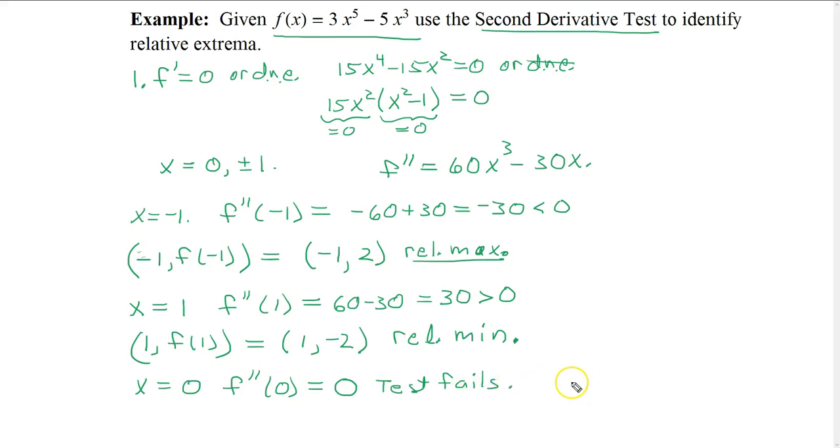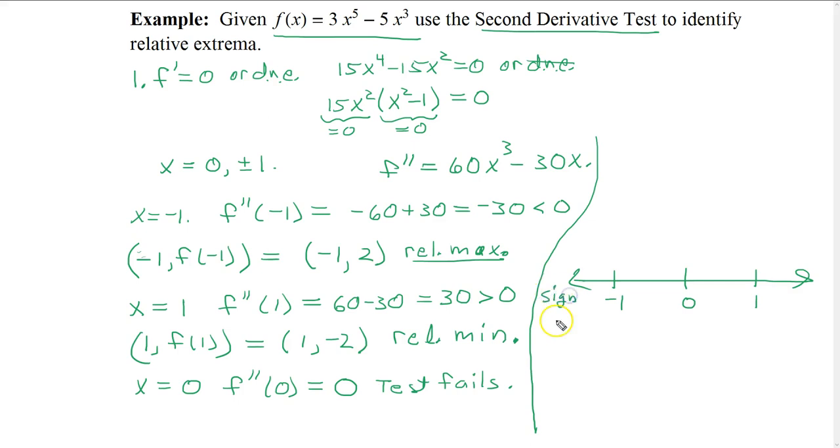And we need to go back to the first derivative test. So over here, let's just do our first derivative test. We have to mark off our critical numbers 0, 1, -1, and then pick test values around 0 to see if we have a change in the sign of the first derivative. Remember, what we're looking for here is the sign of f prime. That's how the first derivative test works.